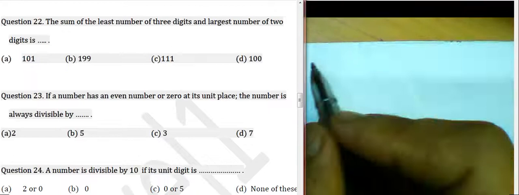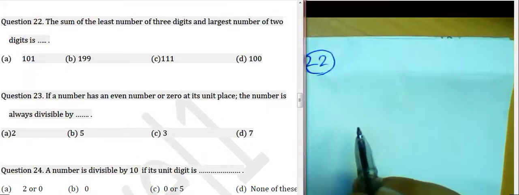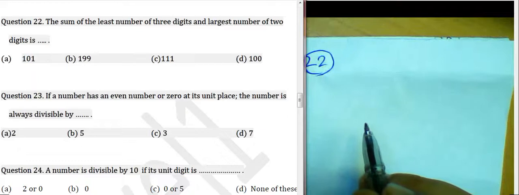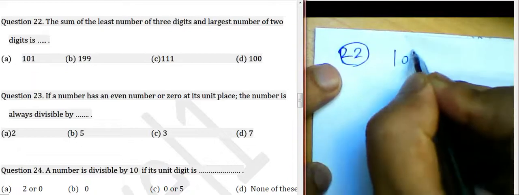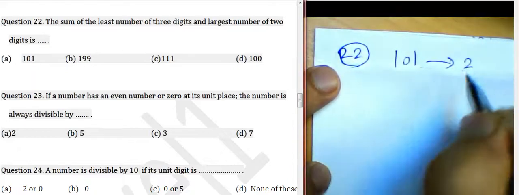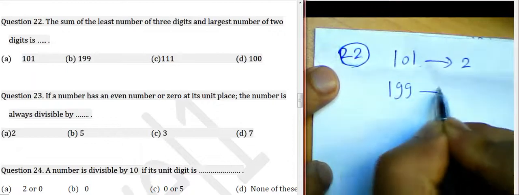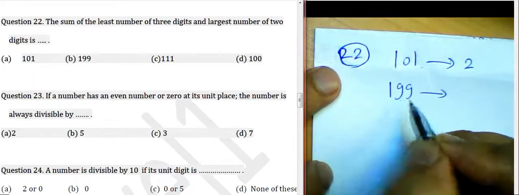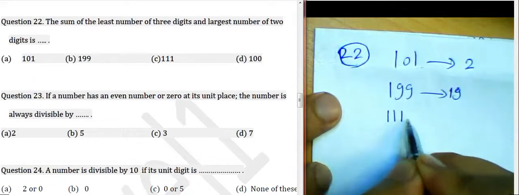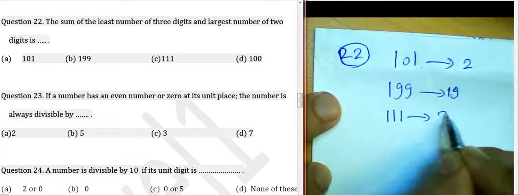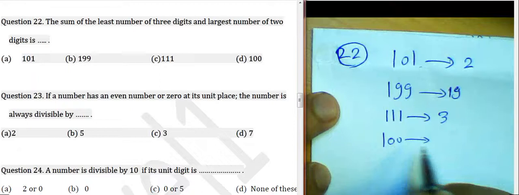Question 22. The sum of the least number of 3 digits and the largest number of 2 digits. Look at letter A, 101. 1 plus 0 plus 1 equals 2. And 199: 1 plus 9 equals 10, 10 plus 9 equals 19. 111: 1 plus 1 plus 1 equals 3. 100: 1 plus 0 plus 0 equals 1.